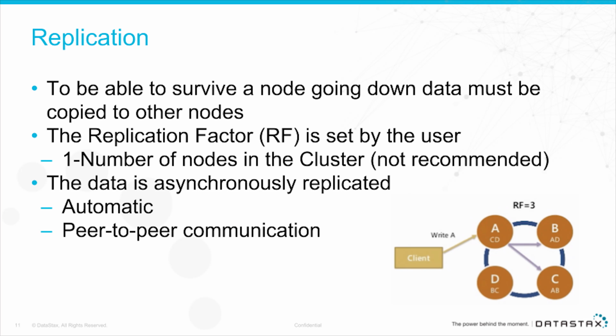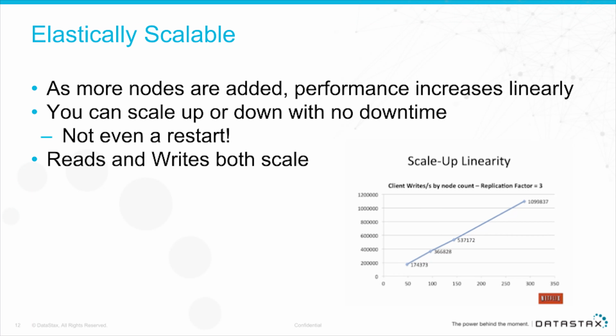So the data is asynchronously replicated automatically. So there's peer-to-peer communication. All right, so elastically scalable. The more nodes that are added, the performance actually increases linearly, which is important because not only can you add the nodes, but you're getting that increased performance. So you can scale up and scale down with no downtime. You don't even need a restart to add nodes. And the reads and writes both scale.